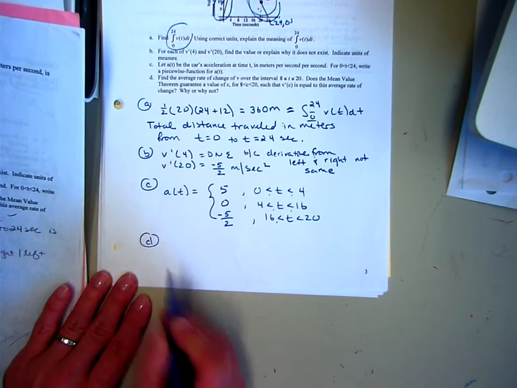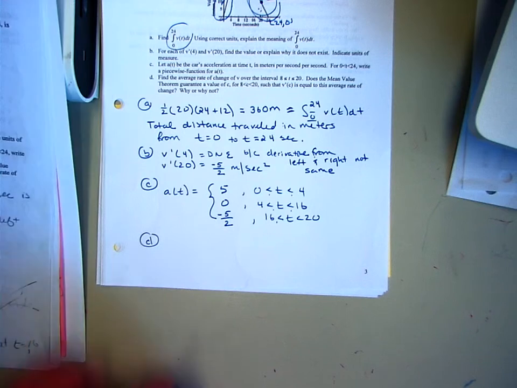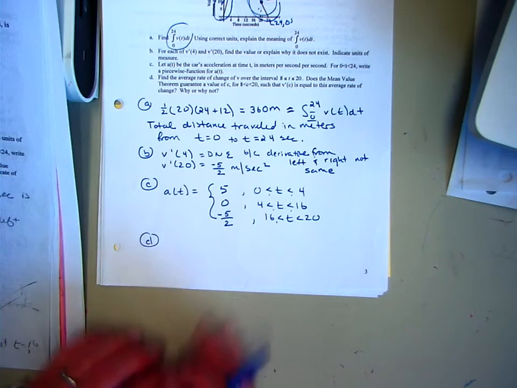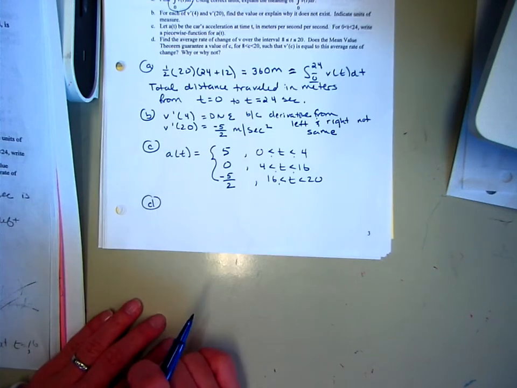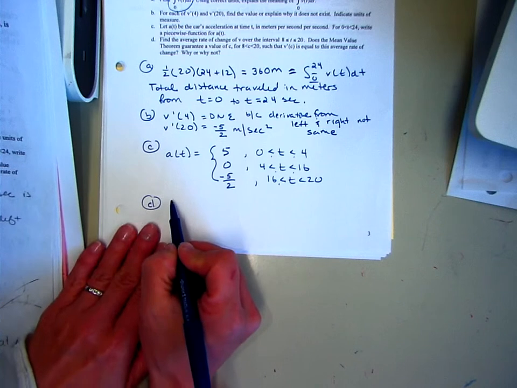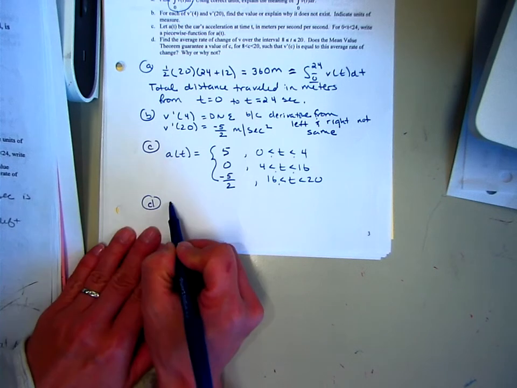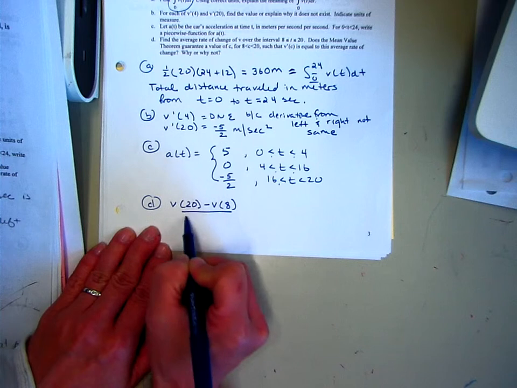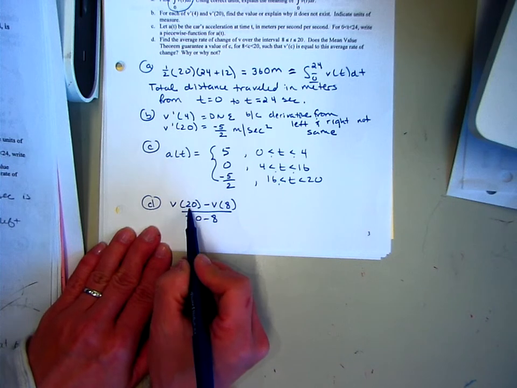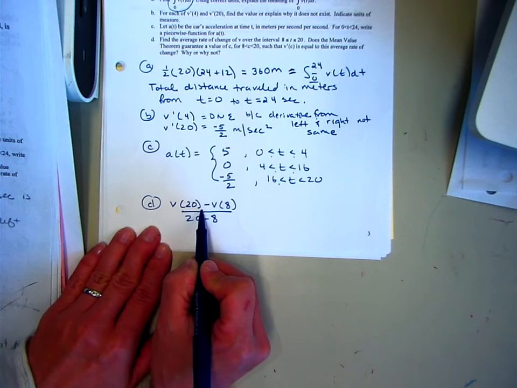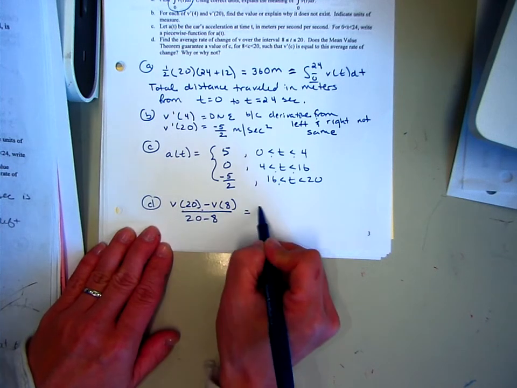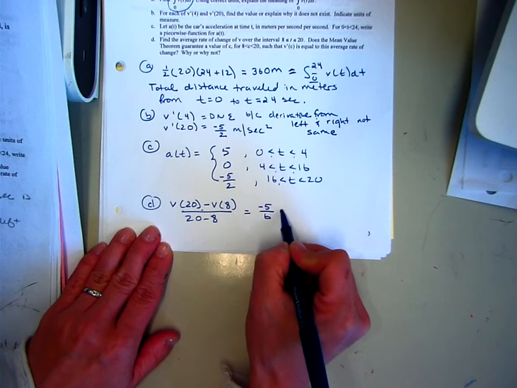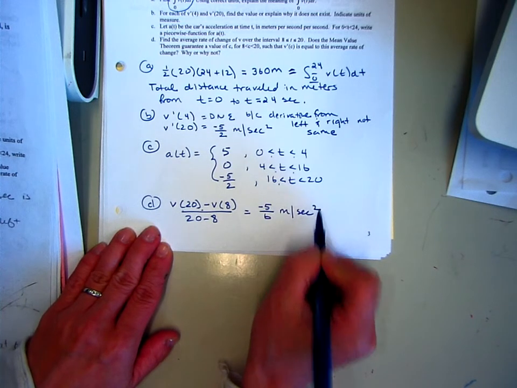Okay, lastly, part D, find the average rate of change of v. Average rate of change is just another word for slope. They want the average rate of change of v, so you should be thinking v of 20 minus v of 8 over 20 minus 8. The graph you're given is the graph of v, so you can get these values from the calculator. I get -5/6 meters per second squared. Make sure you put units.